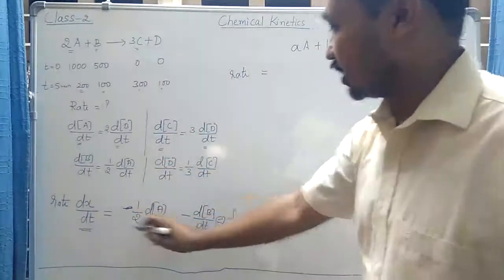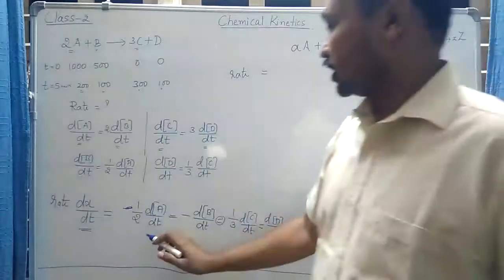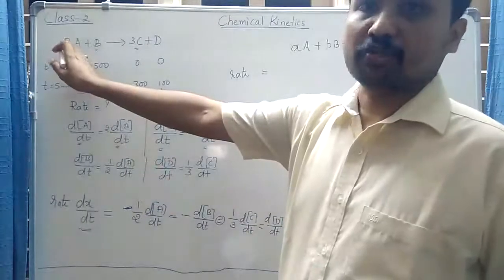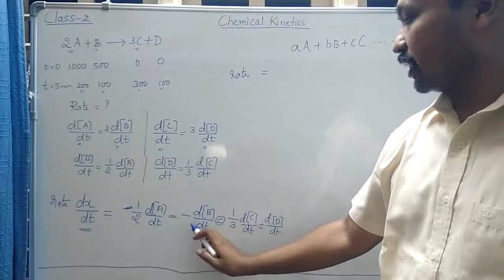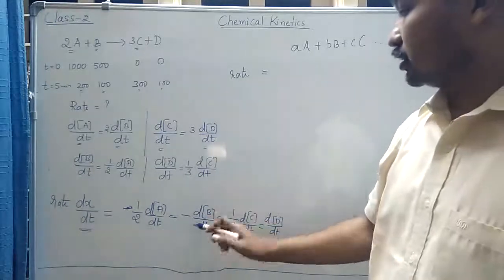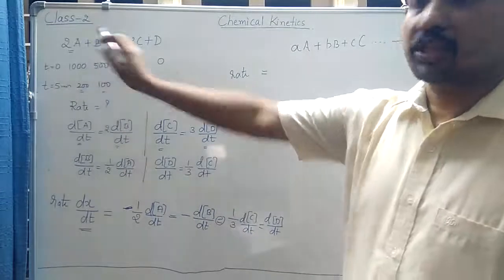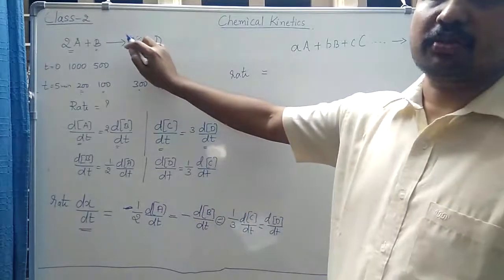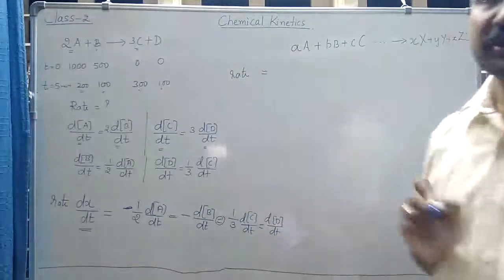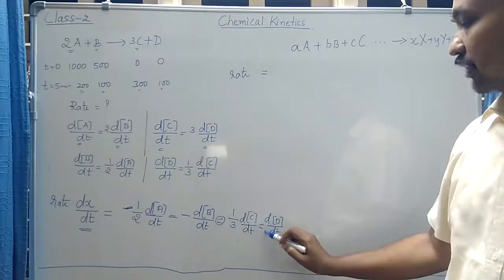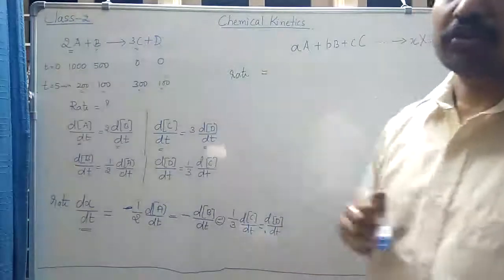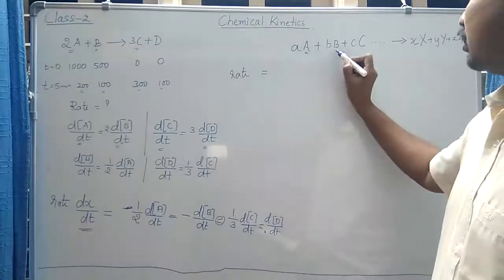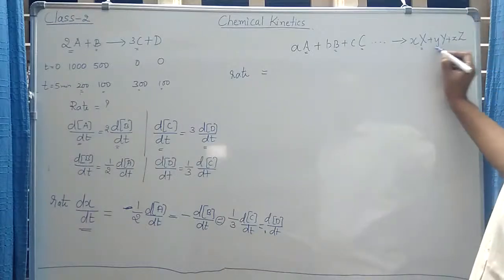We will use the same procedure that we have used here. If you carefully read here, if the rate is expressed in terms of A, we have divided it by 2, which is nothing but the stoichiometric number. Here we have divided it by 1, which is nothing but the stoichiometric coefficient 1. Here we have divided the rate of formation of C by 3, which is the stoichiometric coefficient associated with it. Here we have divided by 1, which has no effect, which is nothing but the stoichiometric coefficient.